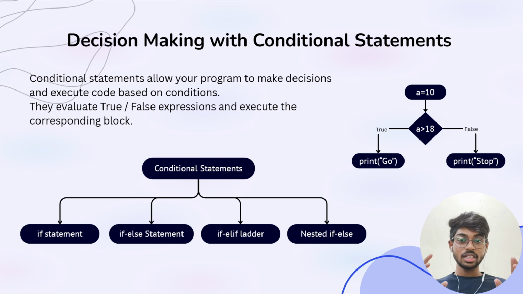Here, conditional statements basically evaluate a particular condition in terms of true or false. If it's true, it executes the respective block. If it's false, it also has corresponding blocks to be executed. So it decides whether the program should flow towards true or false based on the condition.